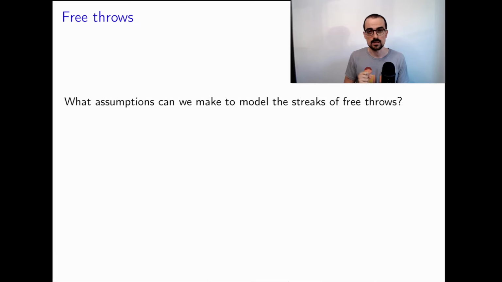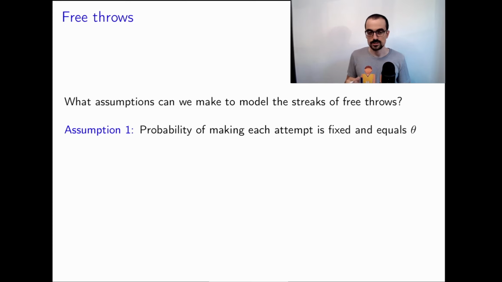Okay, so what assumptions can we make here to model the streaks of free throws? I'm going to suggest a few assumptions. You could come up with your own assumptions, and maybe they would be better. The only way to find out would be to actually check this on the data. So I would suggest assuming that the probability of making each attempt is fixed and equals a certain parameter theta, which, if you go from player to player, would kind of reflect how good the player is at shooting free throws. My second assumption is basically that all attempts are independent.